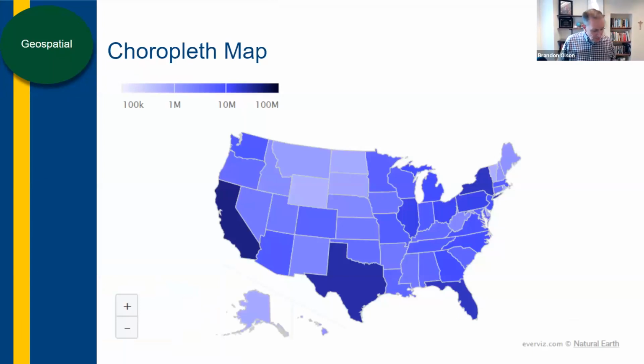Let's see, a Choropleth map uses geospatial data, but it's representing different densities to show different values. Here, if we're taking a look at state population, we can see that the darker colors represent higher populations and the lighter colors represent lower populations. So we're able to take our data, apply it to a map, or a geographic area, and use color schemes to indicate the relative values.